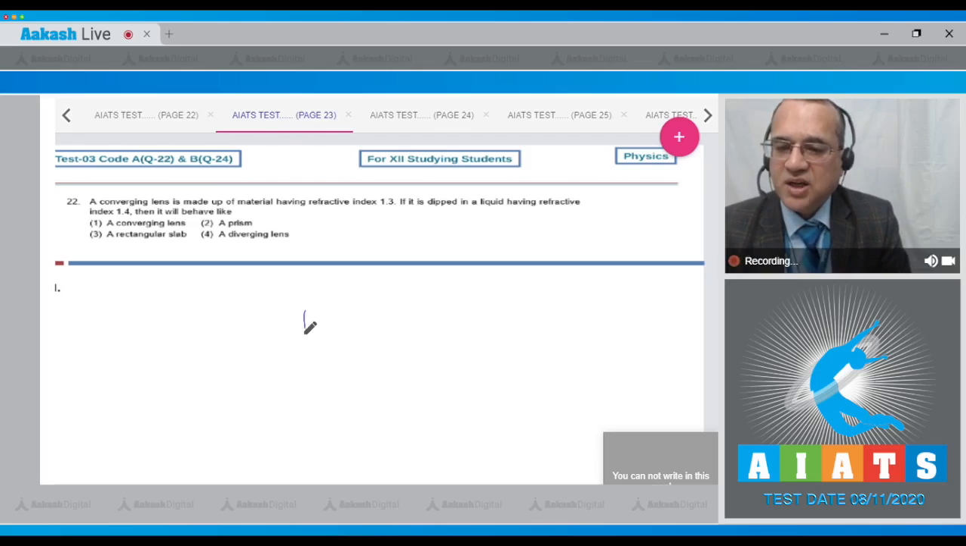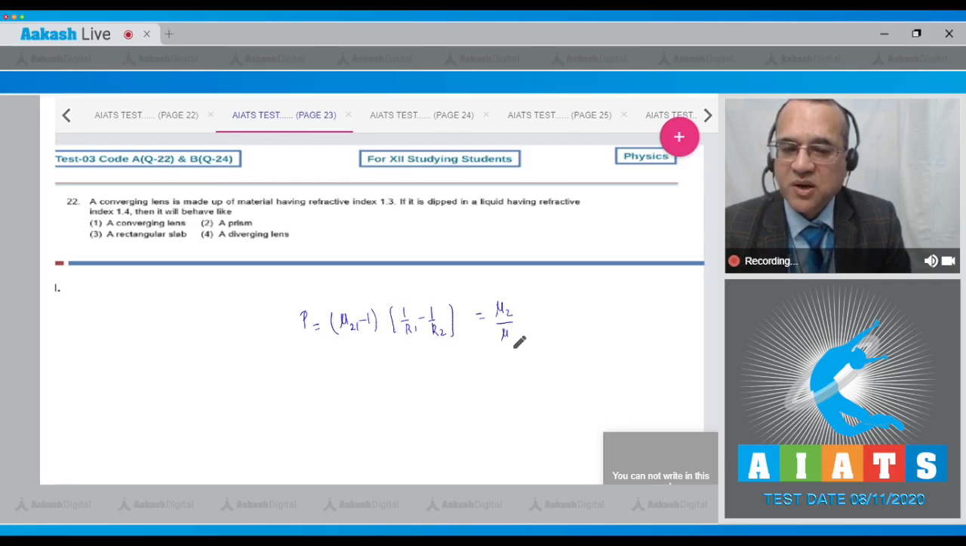It is a converging lens, and what do you know? The power of the lens is equal to (μ - 1)(1/R1 - 1/R2). And what was this μ? This was the refractive index of the glass with respect to the surrounding, times (1/R1 - 1/R2).